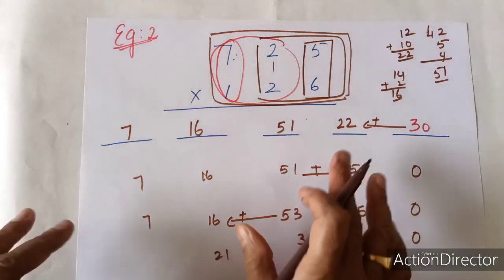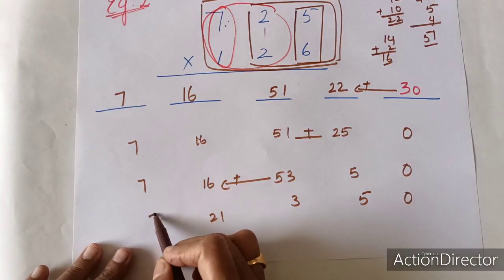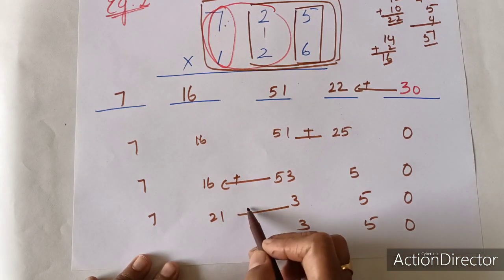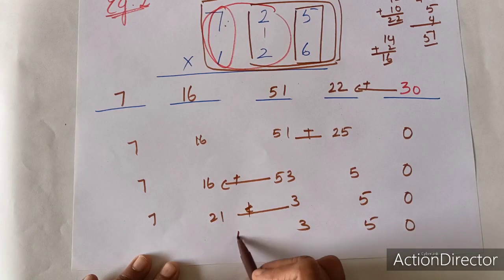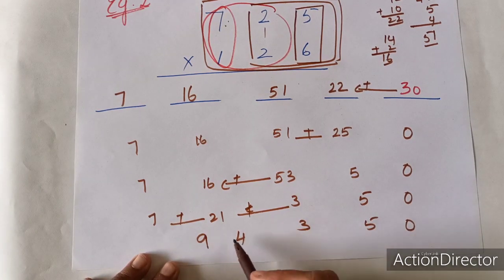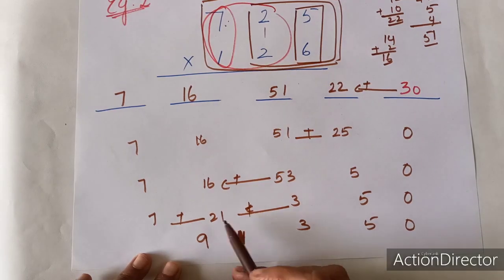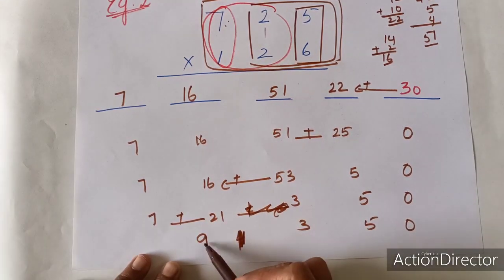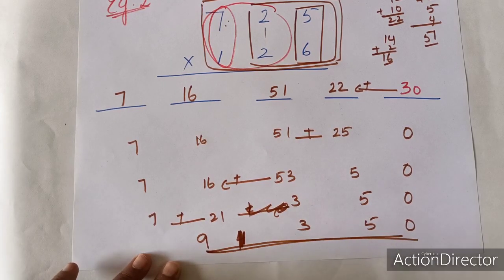21, 7. Now again 0, 5, 3, add the carry, 4. So again add the carry, 9. Sorry, the carry is already added. So this we added already. So it is 7 plus 2, 9. So my answer is 91350.